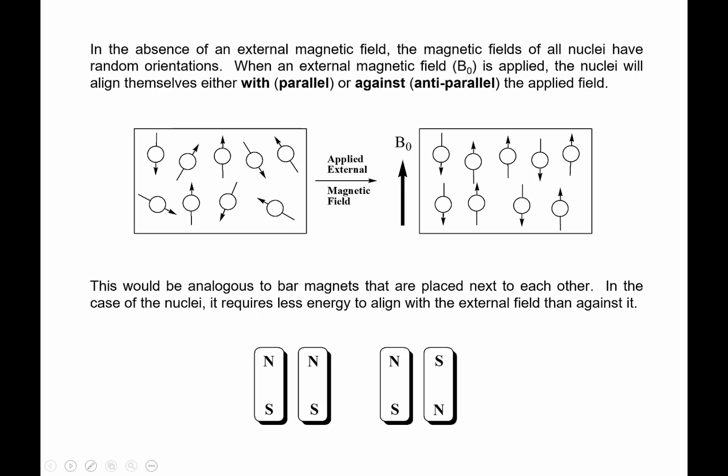There's physics notation for this, but we're not going to go into detail. When you have the B0 pointing up, that's our external magnetic field. Next door, I'll show you pictures. We have a huge magnet, and basically that's our magnet. You can think of it as maybe like a horseshoe. So our nuclei are either aligned with that field, B0, or against.